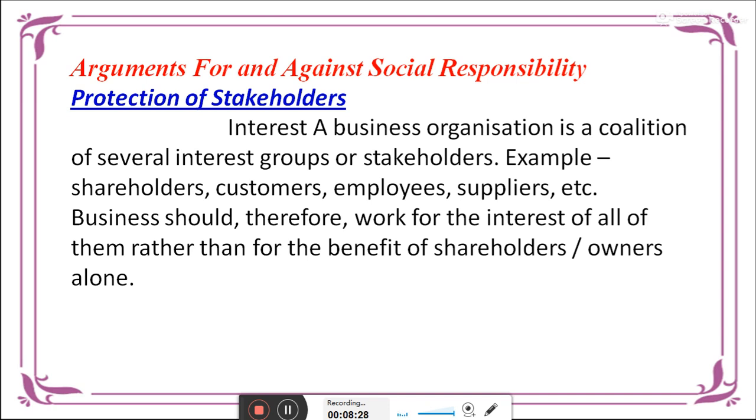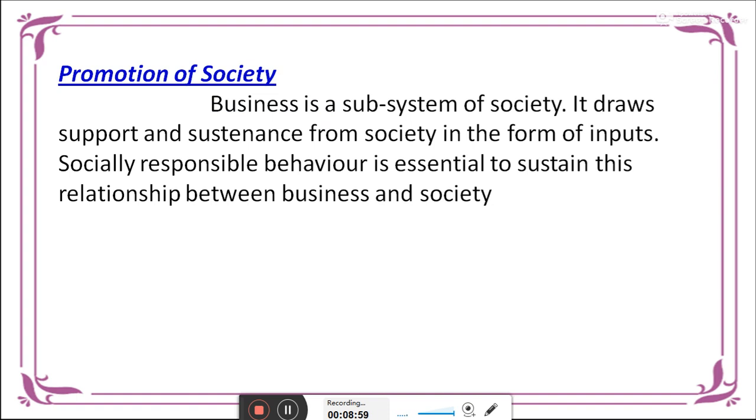Next, arguments against social responsibilities. Where there are arguments and problems, there are many issues in protecting the stakeholders. The interest of the business organization is a collateral of several interest groups of stakeholders, for example shareholders, consumers, employees, suppliers, etc. Business should therefore work for the interest of all of them rather than for the benefit of shareholders and owners alone. These are the stakeholders.